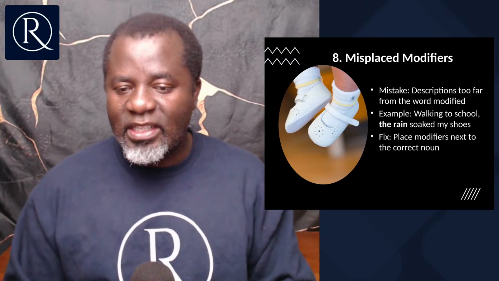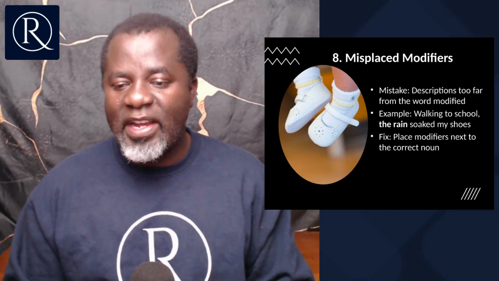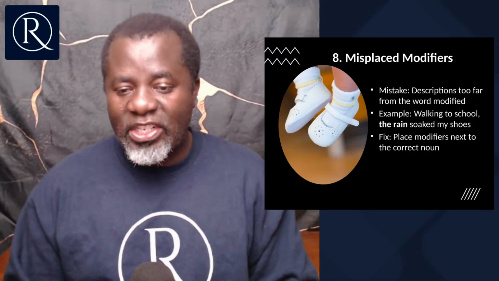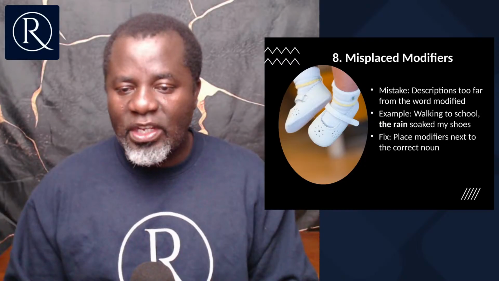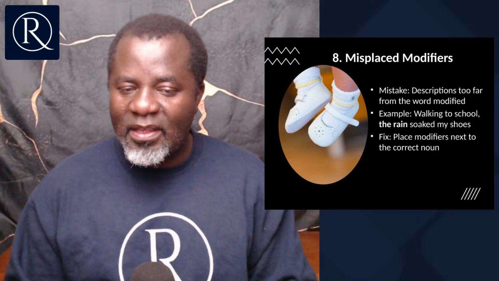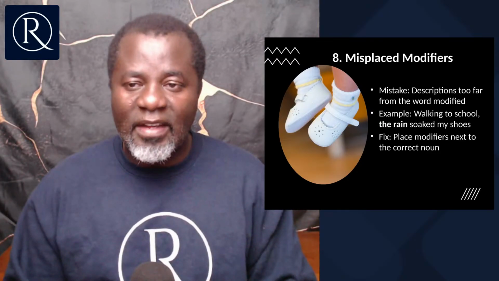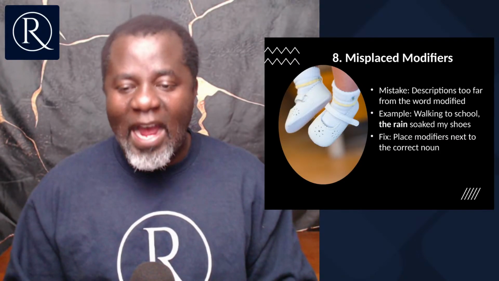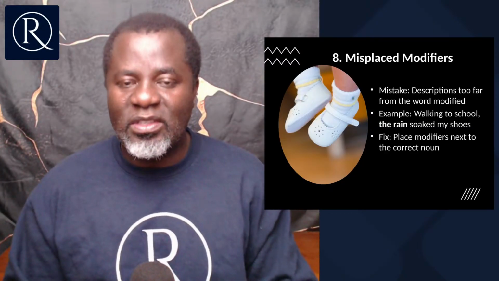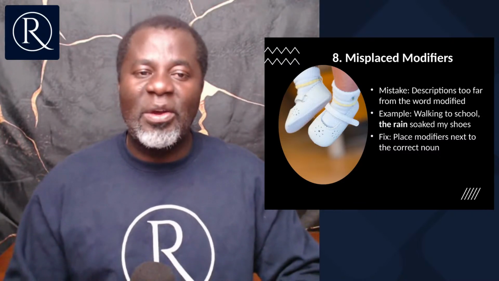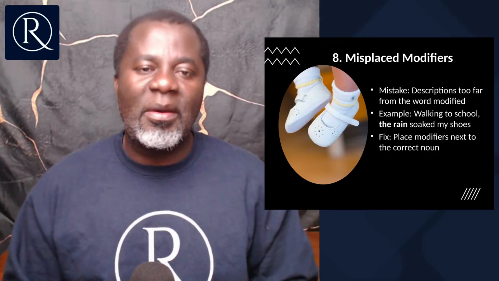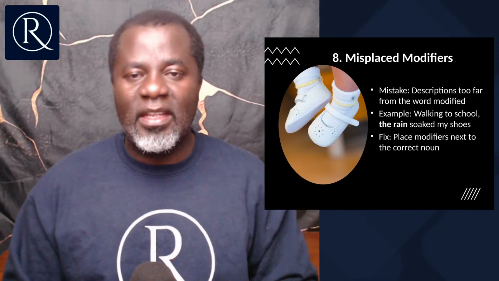So we can change this sentence by placing modifiers next to the correct noun. So walking to school, if I were changing this sentence, I would say, walking to school, my shoes were soaked by rain. Okay? Walking to school because I am the one who walked to school. Or walking to school, I had my shoes. That is actually the best way to do it. Walking to school, I had my shoes soaked by the rain. Okay? That's how you can do that.